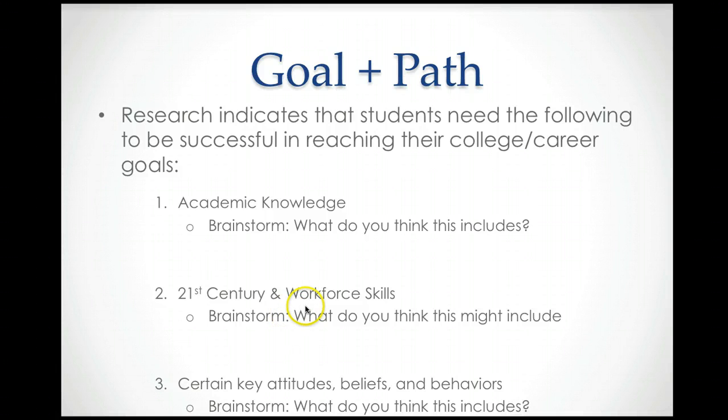Let's take a minute to brainstorm here. If you're using a partner last time, let's use a partner again. What I want you to be doing is brainstorm in academic knowledge what you think that means. And then go on to 21st century and workforce skills. What do you think that might include? When you're done there, move to certain key attitudes, beliefs, and behaviors. So what attitudes, beliefs, and behaviors do you think people need to be successful? Pause me here and I'll wait until you're ready to continue.